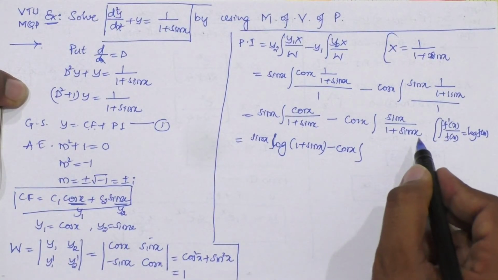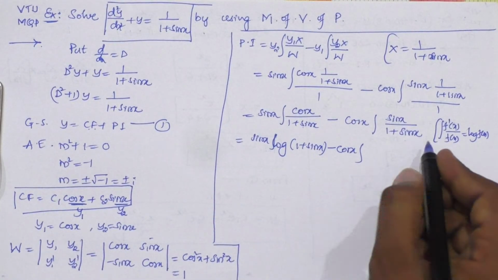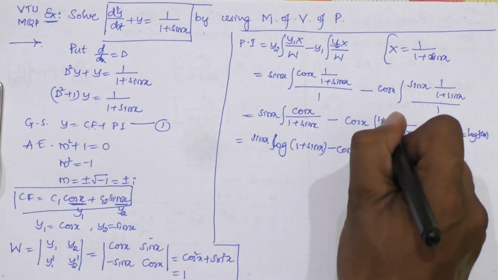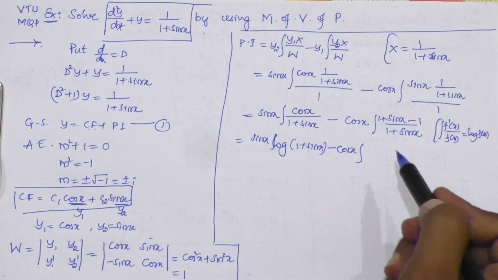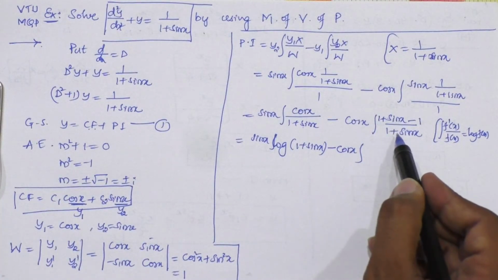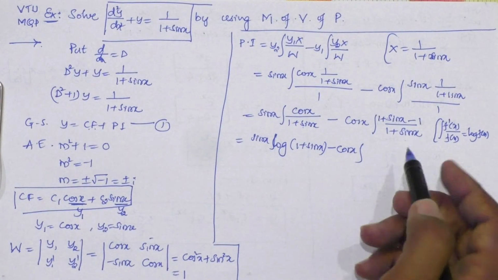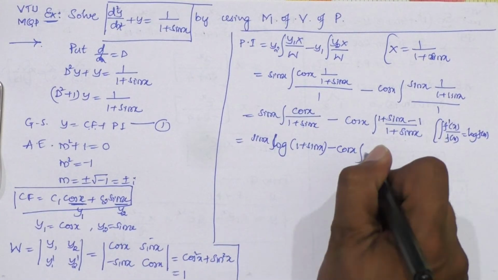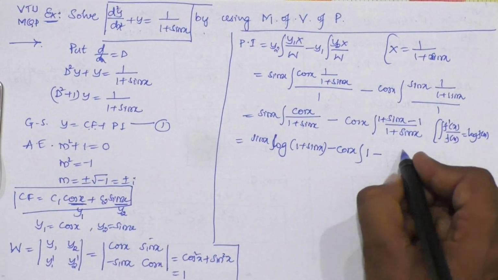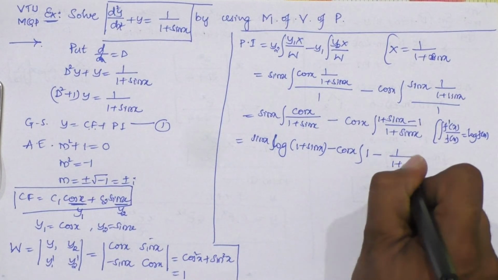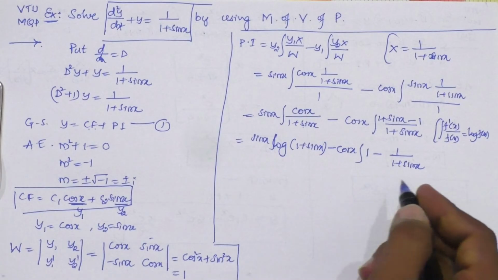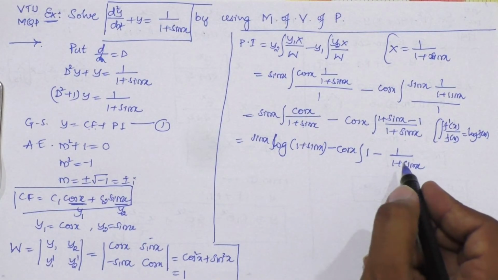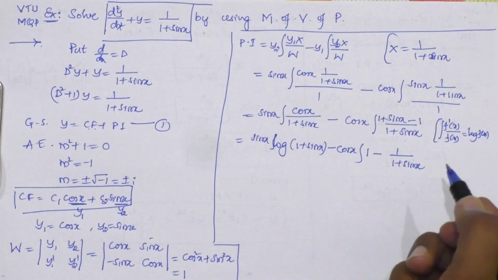So what you can do is a little adjustment. In the numerator, add 1 and subtract 1. Both cancel, so you get the same thing. Now divide: (1 + sin x)/(1 + sin x) cancels to give 1, minus 1/(1 + sin x). Integration of 1 we can do, but 1/(1 + sin x) has no direct result.